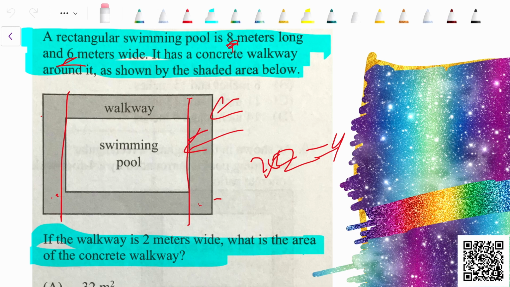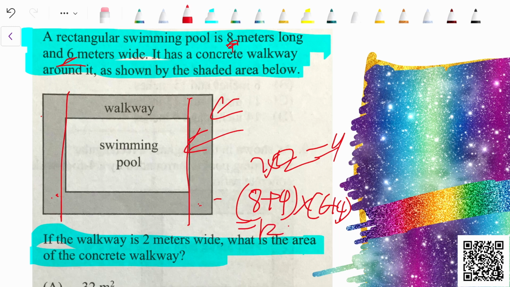So, also thinking about that, we have 8 plus 4 multiplied by 6 plus 4, which is just 12 times 10, which is 120. So now we have 120, and now we need to solve for the swimming pool's area, which we all know is 8 times 6, 48. So it would be 120 subtract 48. So this is our end equation.